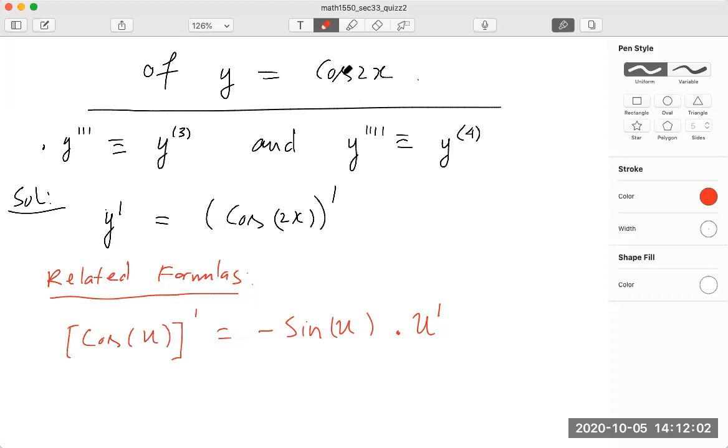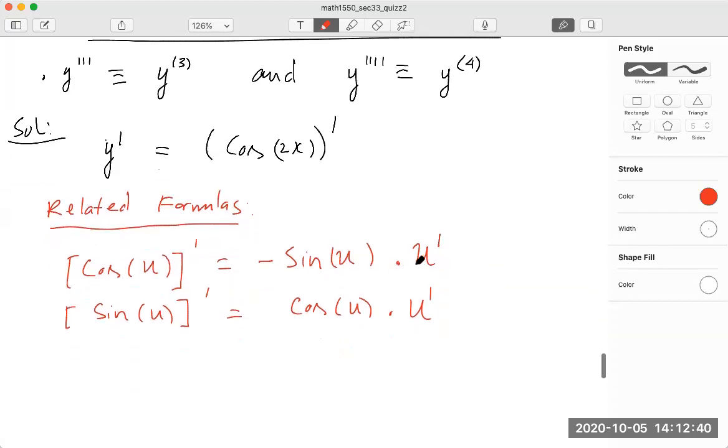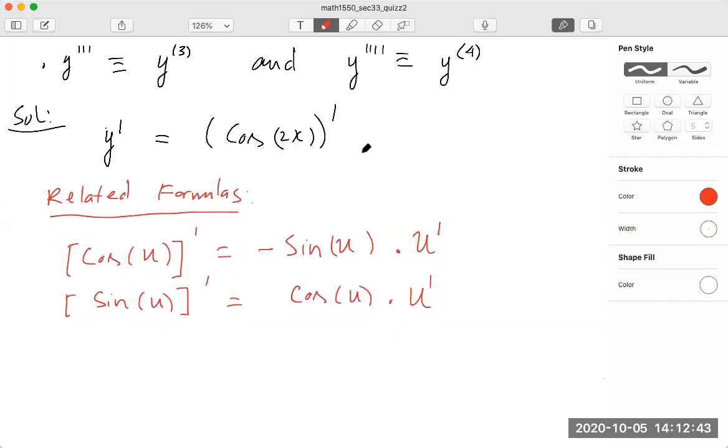And remember, when you take the derivative of cosine, which gives us sine, therefore somehow we need to apply the sine of u formula, right? The derivative of the sine of u will be cosine of u times u prime. Very good. So now these are the two formulas we need to use. Let us apply here.